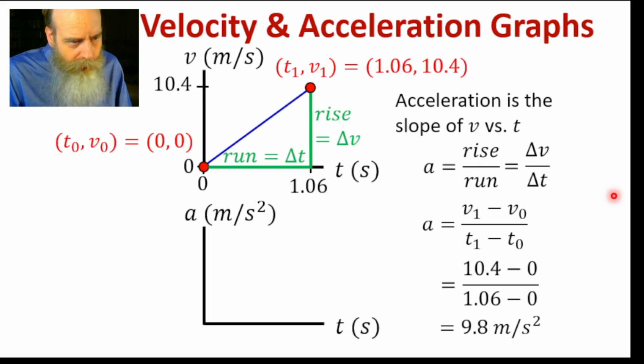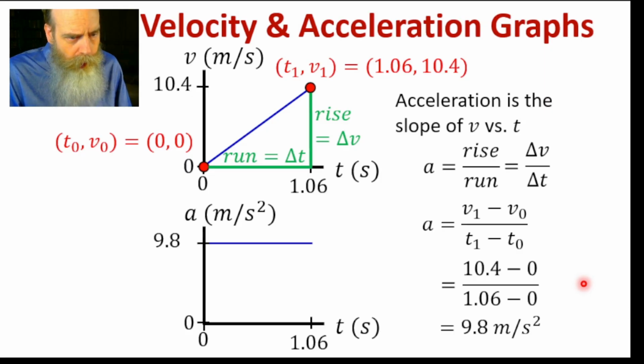Now let's draw the graph of acceleration versus time. It's very simple. The acceleration is constant. So as we go from 0 to 1.06 seconds, we have an acceleration constant value of 9.8 meters per second squared. So it's just a horizontal line. So there's our graph of acceleration versus time.